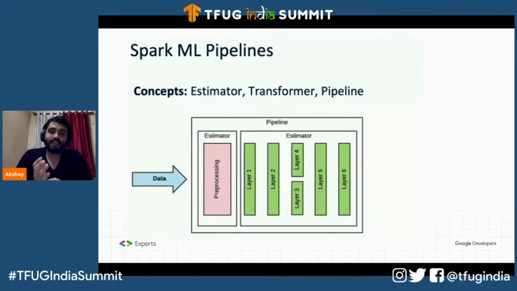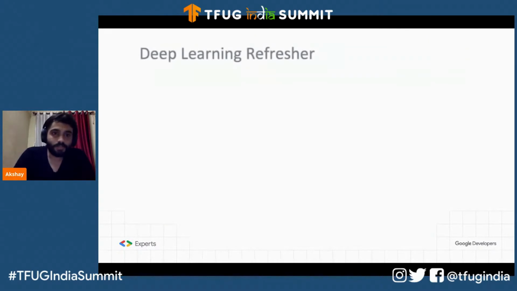And then finally, we have another estimator, which is our actual learning model. And then this whole system forms a pipeline for Spark. And then finally, we make predictions from this. So this concept is important. We'll go ahead and try to understand this concept and use it when you're talking about distributed machine learning or distributed deep learning.